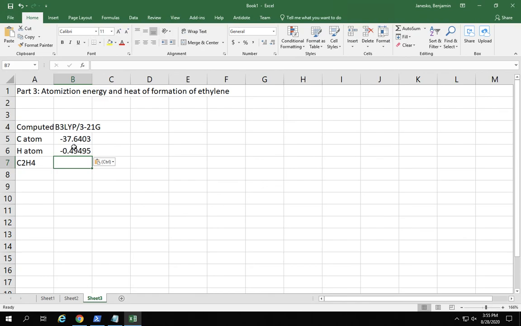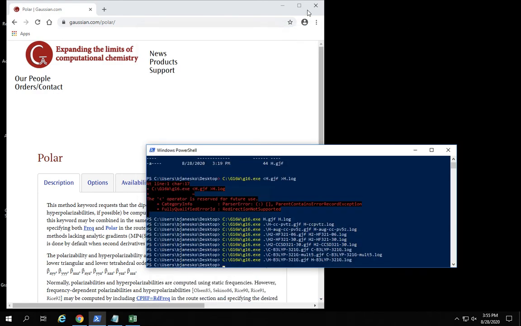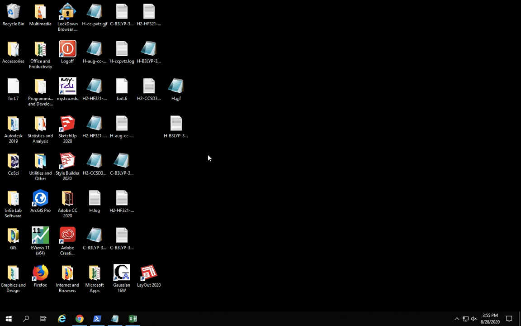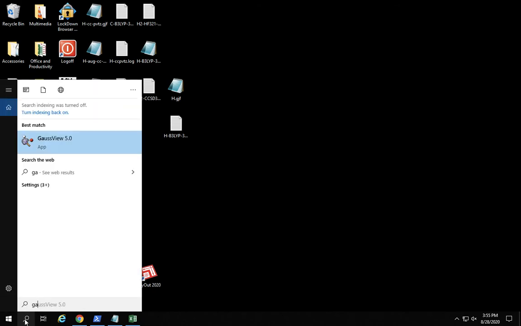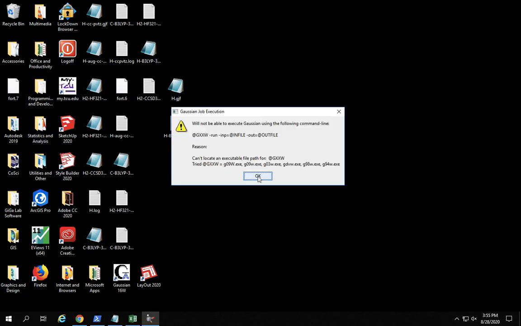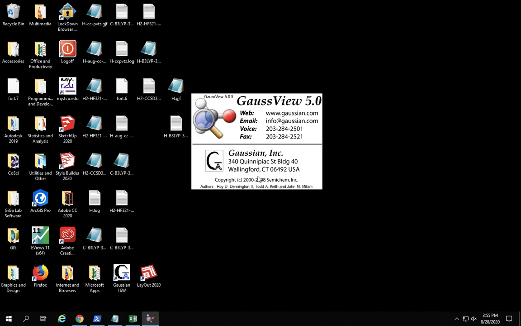Now, C2H4. I need to build ethylene and run the calculation on ethylene. So now, finally, after 45 minutes, I need to use GaussView. I'm going to use GaussView just to build an initial guess at the geometry. It's going to be a bunch of stuff. I don't care. I'm not going to run Gaussian from here.